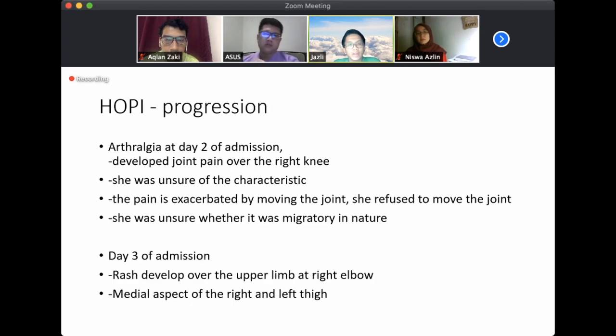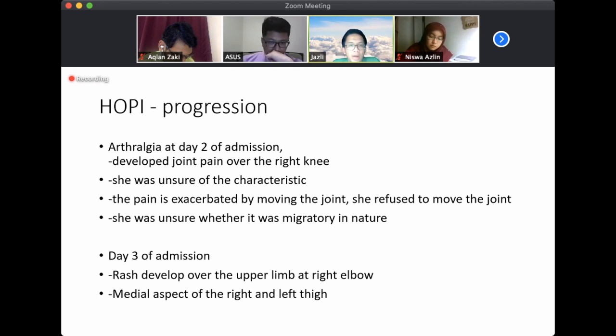On day 2 of admission, the mother complained that the child had pain at the joint. The child developed the pain over the joint of the right knee. She was unsure of the characteristic. The pain was exacerbated by movement of the joint, and the child refused to move due to the pain. She was unsure whether the pain is migratory in nature or not.